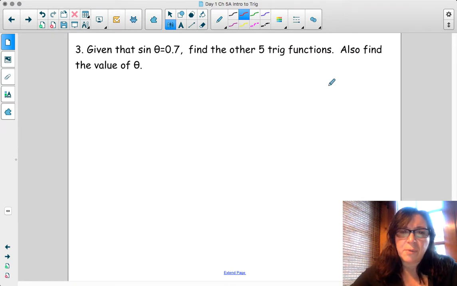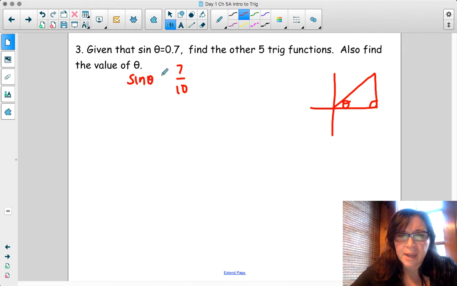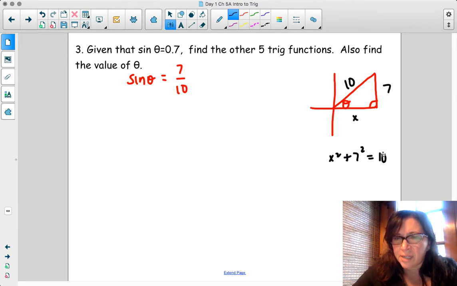Here's another example. Given that sine is 0.7, I'm going to draw my angle theta. Let's use 7/10. So we know that sine of theta is equal to 7/10, which is opposite over hypotenuse. To find this side right here, we go x squared plus 7 squared equals 10 squared.